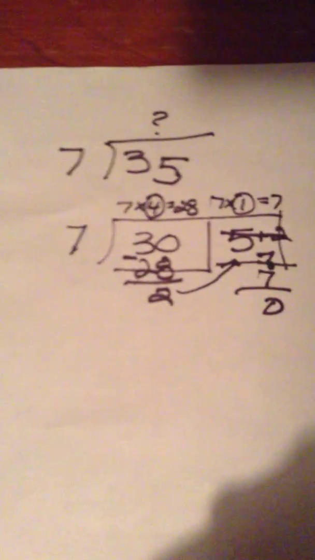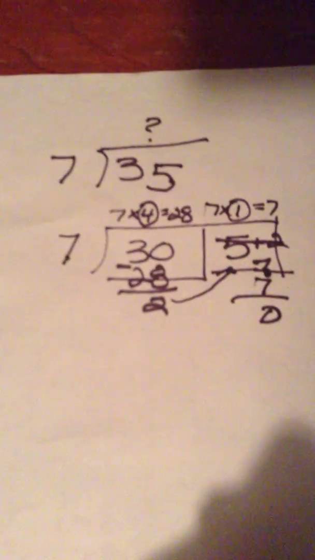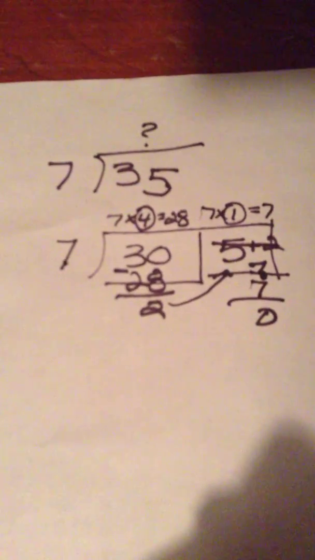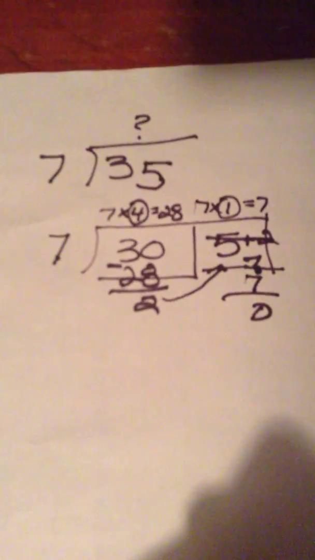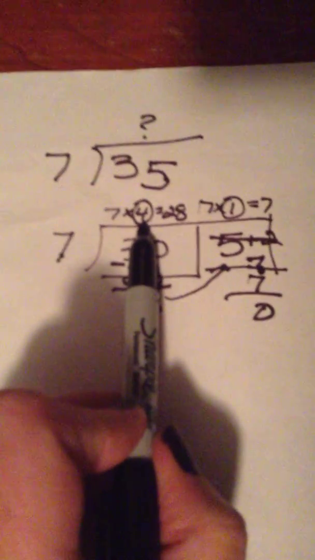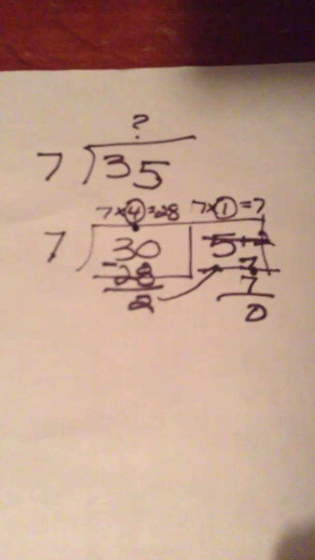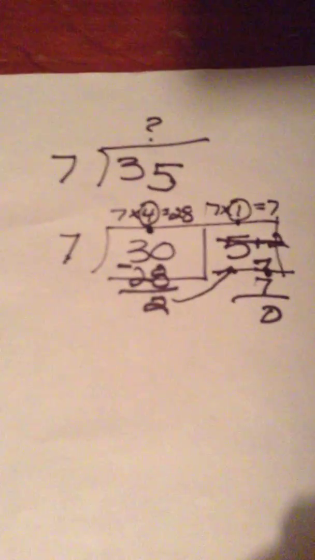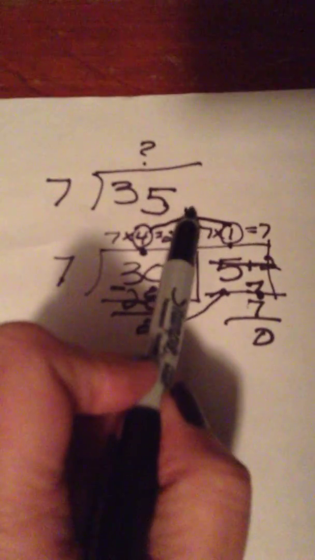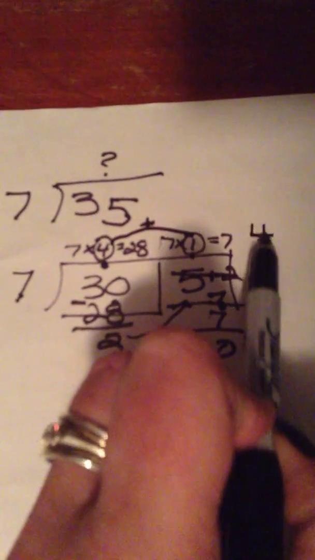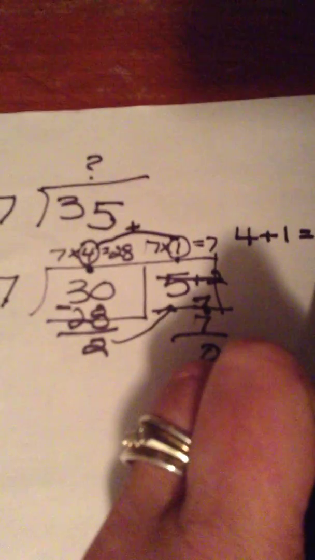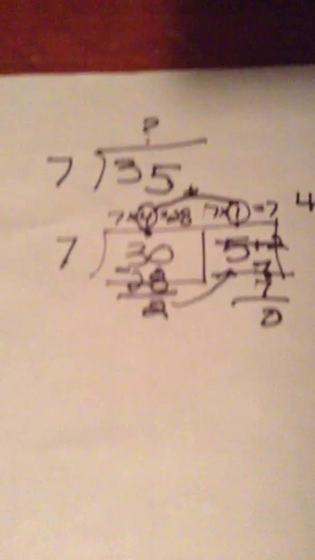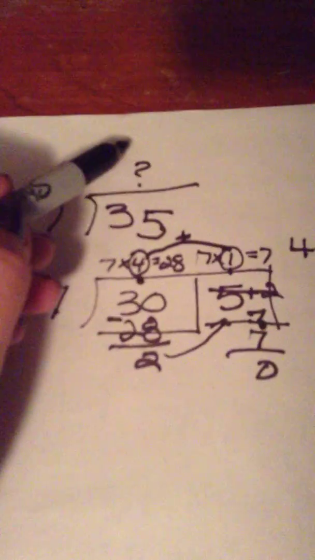Now look at those circled numbers. Those are the groups that I took out of 35. I took out groups of 7. In this part, I took out 4 groups of 7. And in this part, I took out 1 group of 7. So I am going to add those two together. 4 plus 1 is 5 total groups. I took 5 total groups of 7 out of 35.